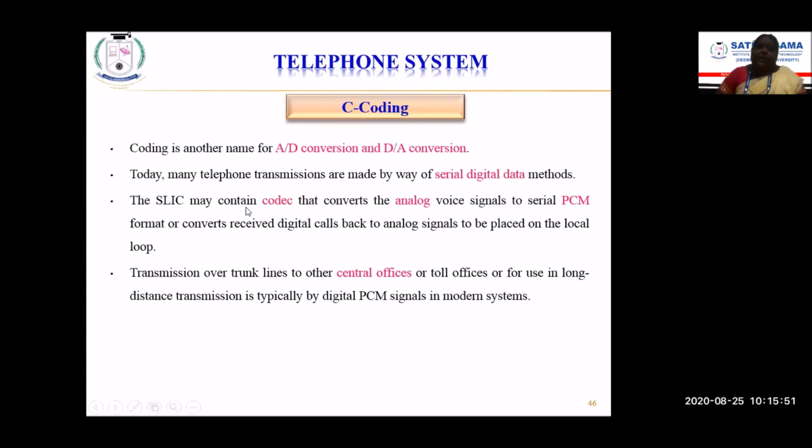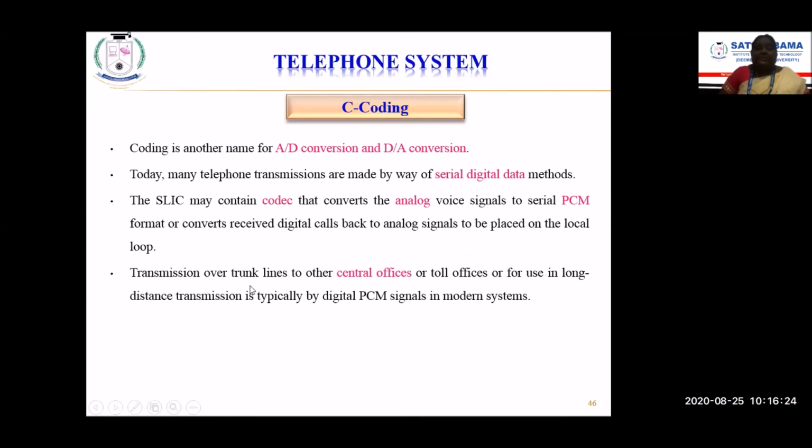So normally we all know what a codec is. Codec is nothing but coding and decoding. It is like we have a transceiver for transmission and reception; this codec will do encoding and decoding. That is the functionality of the codec. So this SLIC will have the codec that converts the analog voice signals to serial pulse coded modulation format data, and also at the receiver side, the received digital codes are again converted to analog signals to be placed on the local loop.